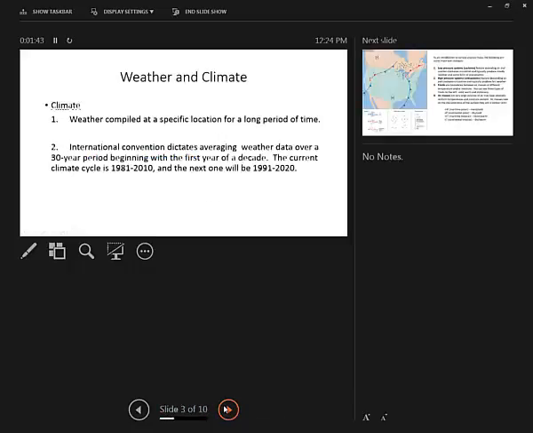Now climate. Climate's also concerned with a specific location, but it's concerned about weather compiled over a long period of time. Now, international convention does dictate that we take average weather data over a 30-year period, and we begin with the first year of the decade. For example, our current climate cycle is from 1981 to 2010. The next one will be 1991 to 2020. So in other words, when you hear the average temperature or normal temperature for this date and time of year, that's the 30-year average, all right?